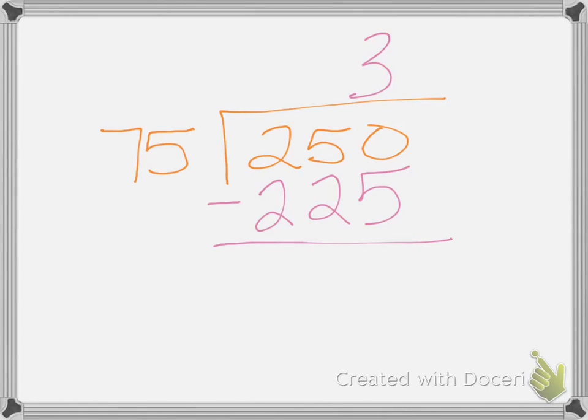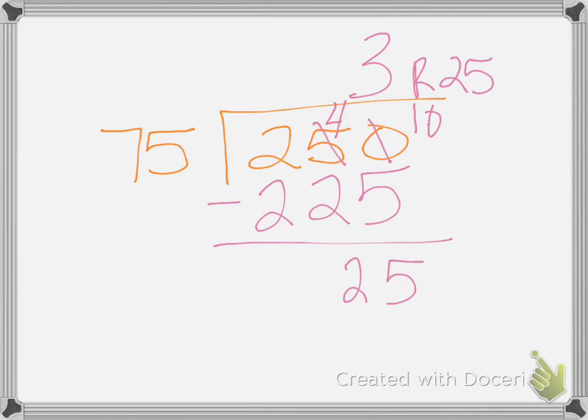Now I have to subtract. So I need to borrow and make this a 4, make this a 10. 10 minus 5 is 5. 4 minus 2 is 2. 2 minus 2 is 0. So our answer is 3 remainder 25.